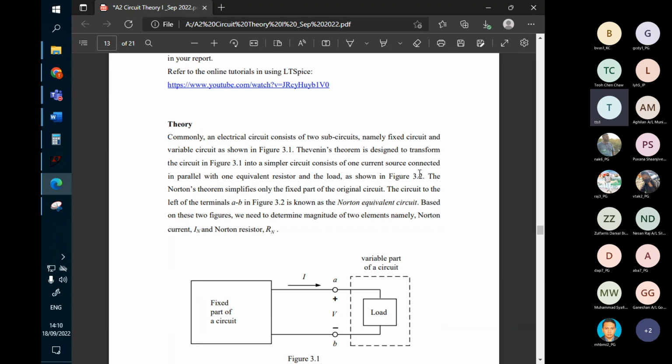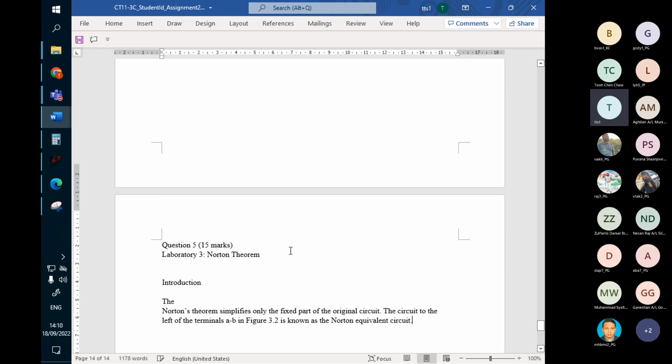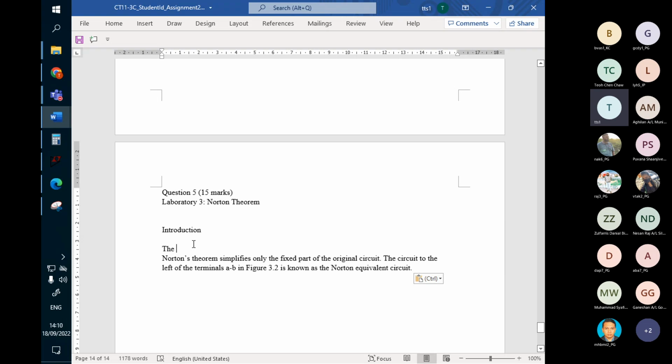Caroline, then the Norton. Okay, this sentence looks more relevant. Let's copy this sentence as a part of the introduction.